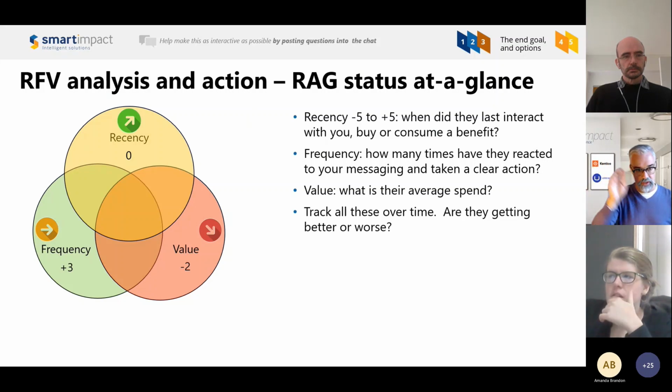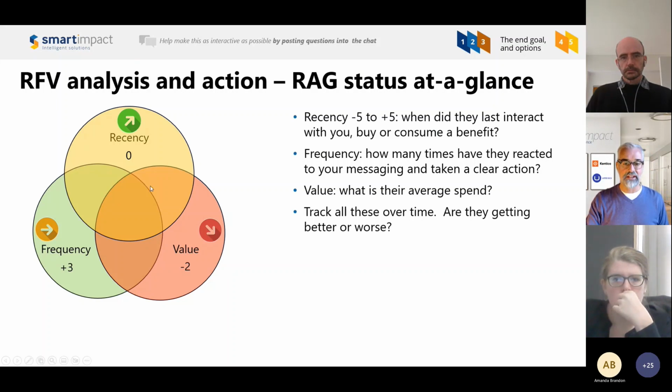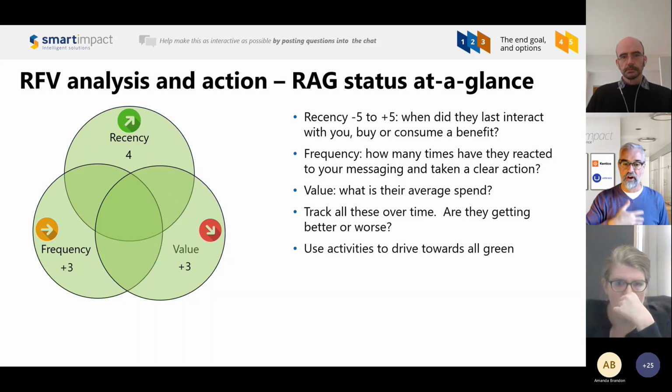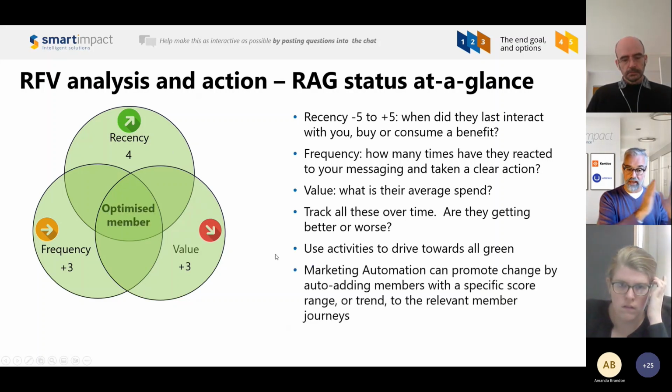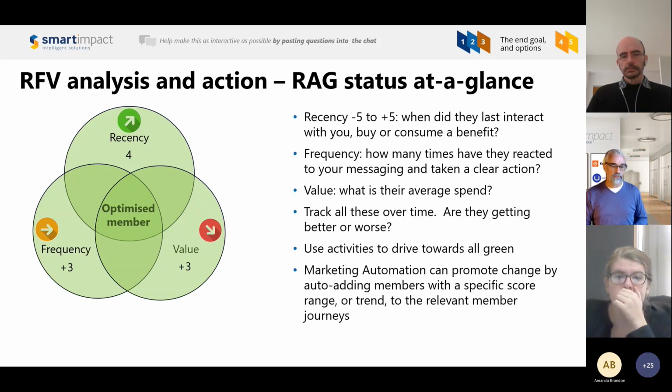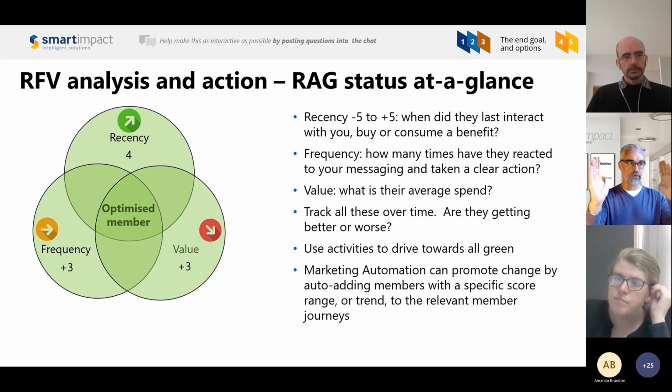So you want to make sure that you know what the trend is. And you also want to be able to use different activities to drive all of these towards green. So the scores go up, the color goes up, and the trend goes up, if you can drive it that way. So what these values do is you can set up journeys like those marketing automation journeys I showed you in Dynamics Marketing earlier, to say, well, anyone that's got a frequency of 1 to 3, put them in this journey, and so on.